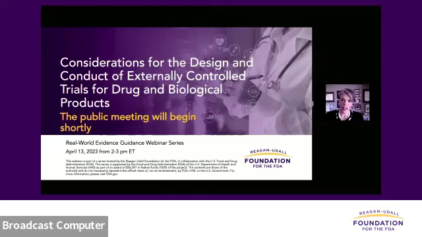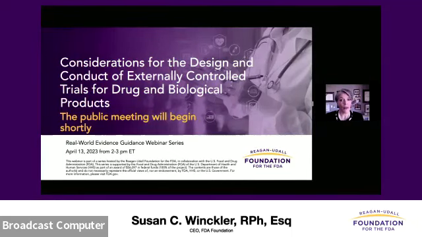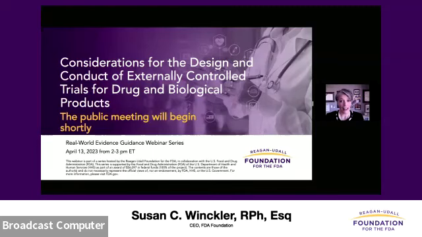I am Susan Winkler and have the privilege of serving as the Chief Executive Officer of the Reagan-Udall Foundation for the FDA, and the foundation is pleased to support this important discussion about recent draft guidance from FDA on the topic of real-world data and real-world evidence to support regulatory decision-making.